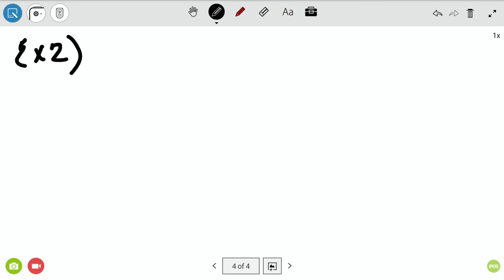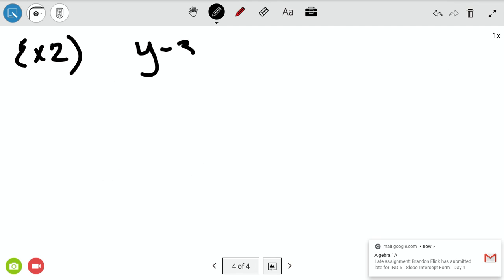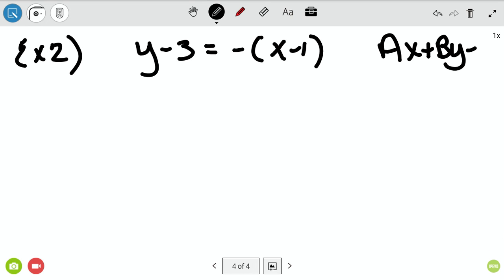is when it's given to us in a different form. So we have y minus 3 equals negative x minus 1. And again, our instructions are get it in standard. So I'm going to come out here to the side and I'm going to write what standard form is to remind myself where I'm heading, right? What my goal is.